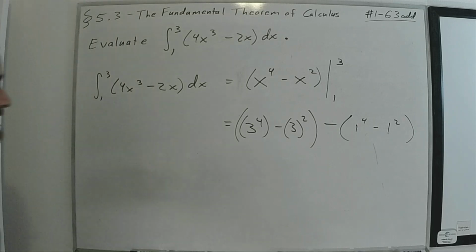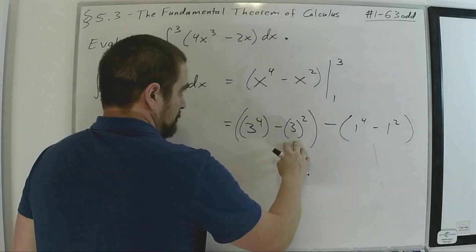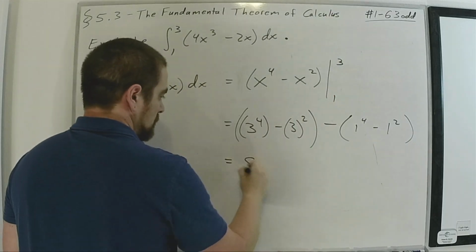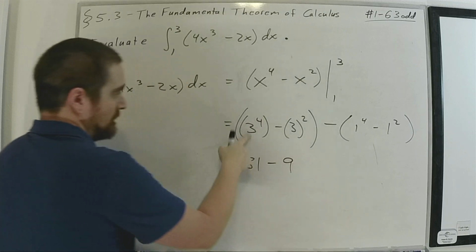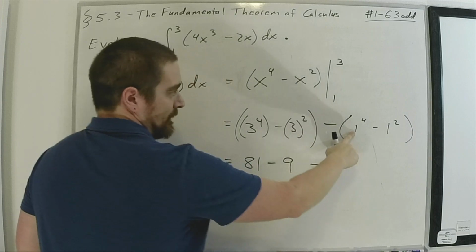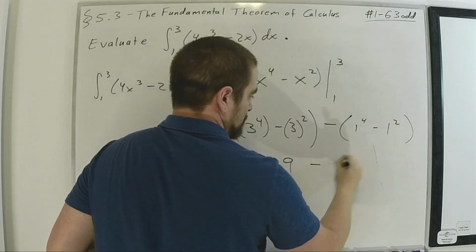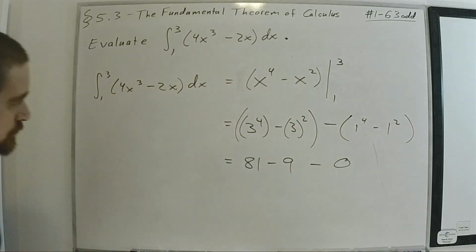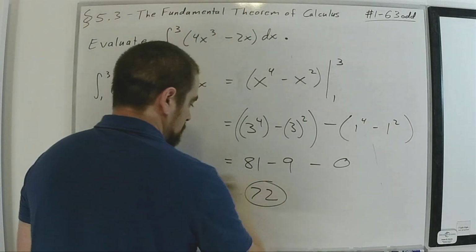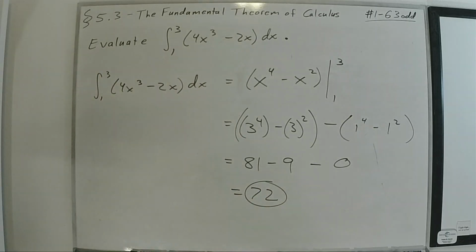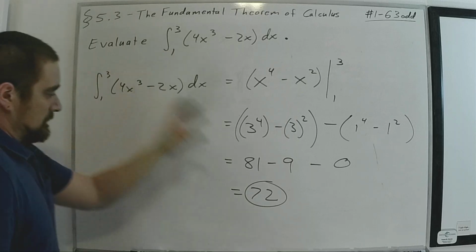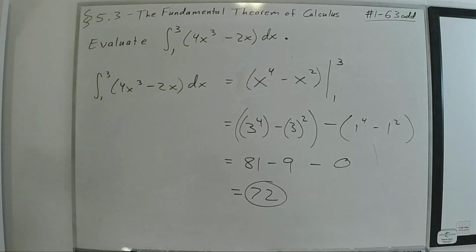So make sure you get everything into that function where it needs to be across the entire function, then move on to subtract the lower limit. So 3 to the 4th is 81, minus 3 squared is 9, minus, well, this is just 1 to the 4th minus 1 squared, so that's just 0. That part's not going to contribute anything. And 81 minus 9 is going to be 72. And again, these are definite integrals, so when we evaluate them, we should be getting some sort of finite value out of them.